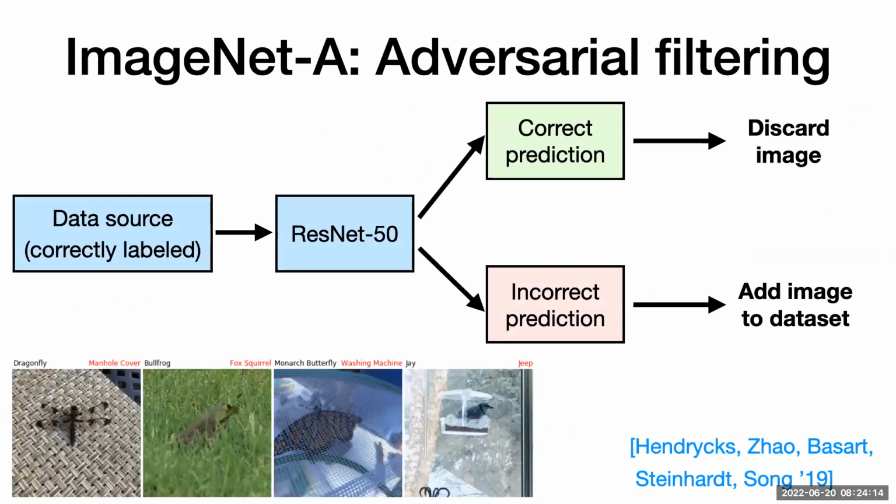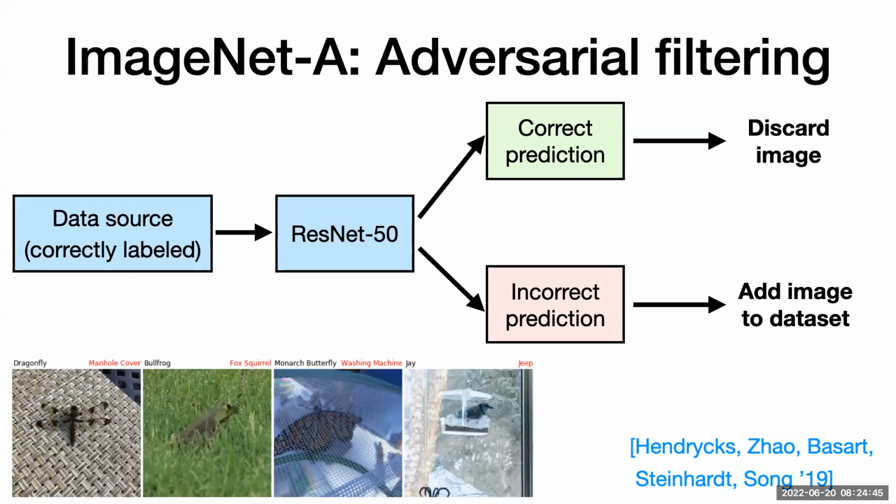What does this mean? So the idea is the researchers started with a data source of images that were all correctly labeled, and then they filtered them through one specific model. So you take all of your correctly labeled images, send them through a ResNet 50. If the ResNet 50 correctly classifies the image, then you discard the image from the test set. So the only images you keep in your test set are those on which a ResNet 50 makes an error. Okay, so by definition, a ResNet 50 is going to get accuracy 0 on this test set.